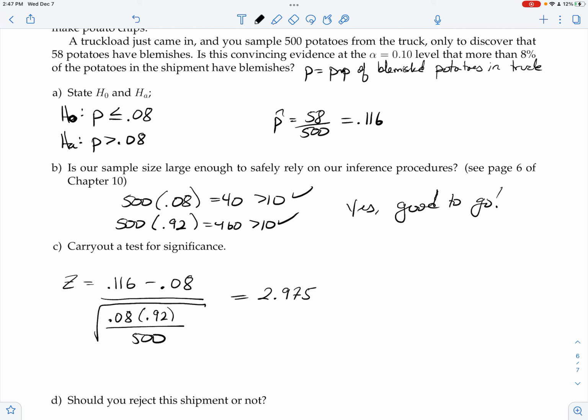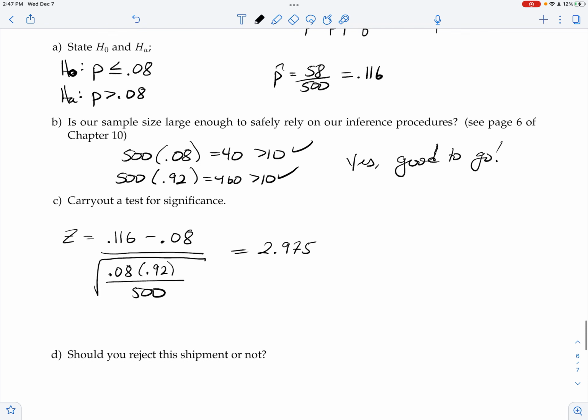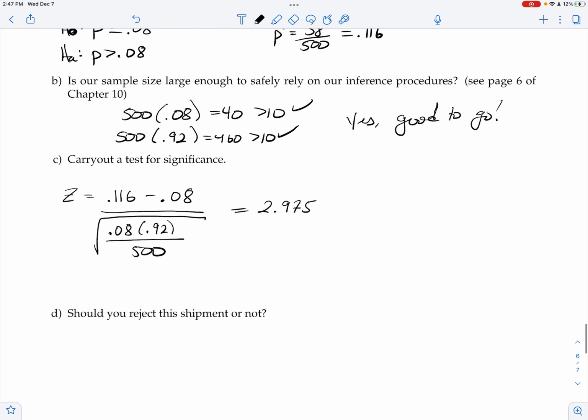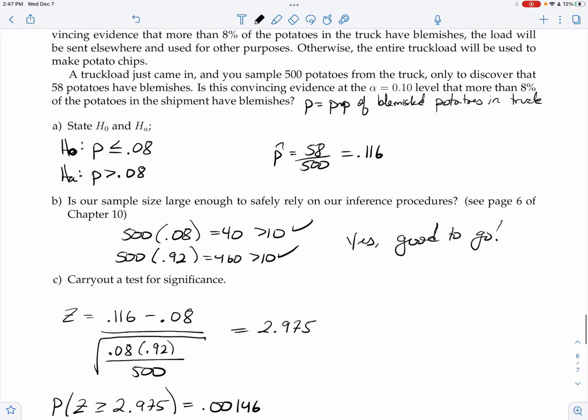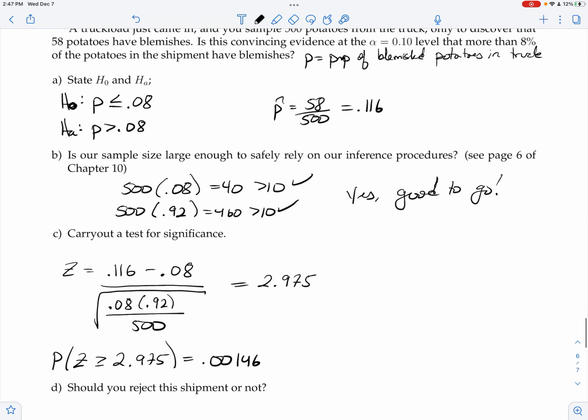That's almost 3 standard deviations away from the mean of 0, so I can predict the p-value is going to be pretty small. So let's run it though. When you compute the probability using the normal distribution that z is greater than or equal to 2.975, you're going to get 0.00146. So what was our cutoff? We were actually given one, cutoff was 0.1.